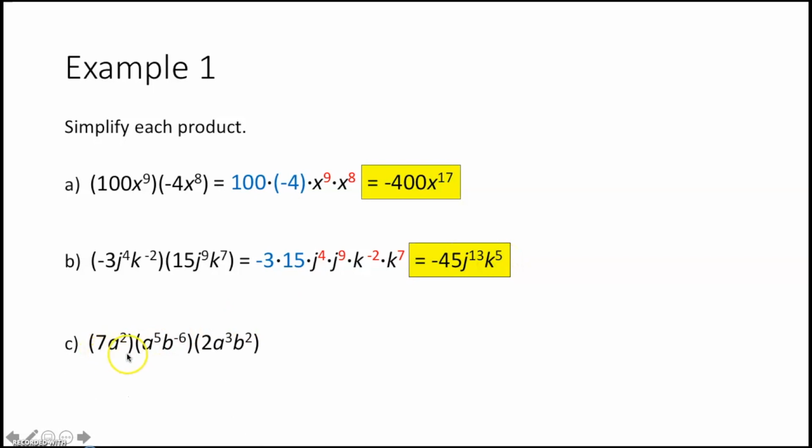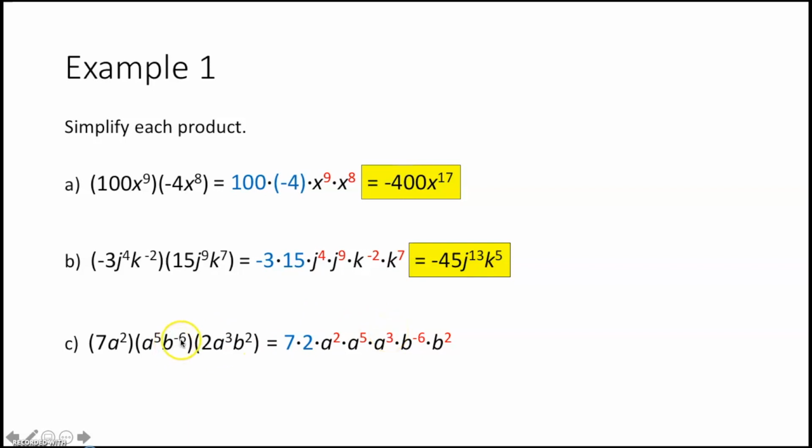Part C, we have 3 monomials we're multiplying together. It works the exact same way. We're going to multiply together the coefficients out front first. Then we're going to multiply each of the like bases and add the exponents together of those like bases. So 7 times this invisible 1 that's out here times this 2. That goes in front. And then a to the 2nd times a to the 5th times a to the 3rd. We're going to add those exponents together. 2 plus 5 gives you 7 plus 3 gives you 10.